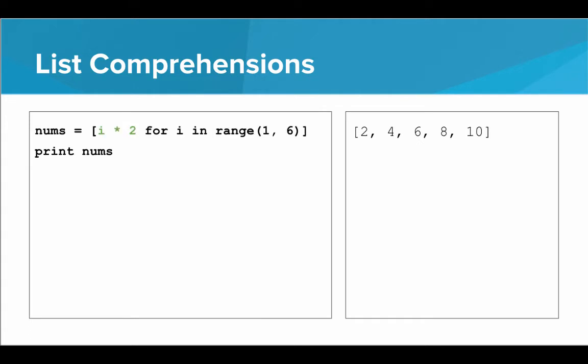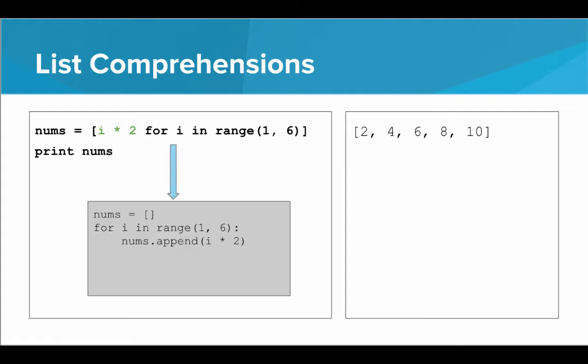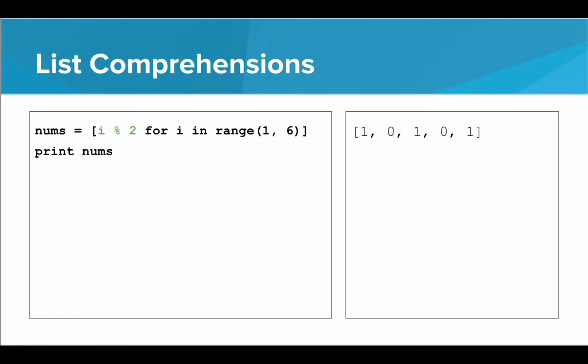When we append i times 2 instead of i, we get the first 5 positive even numbers. This is basically equivalent to this code. The for loop goes from 1 to 5, and what we append is 2 times each number. We could also do a different mathematical expression based on i. In this case, we get the remainder of the numbers 1 through 5 when divided by 2.